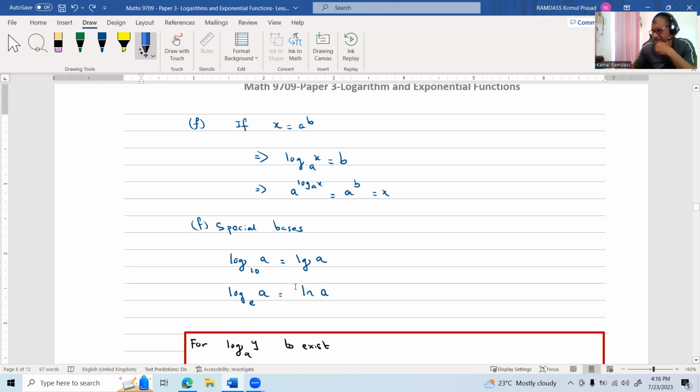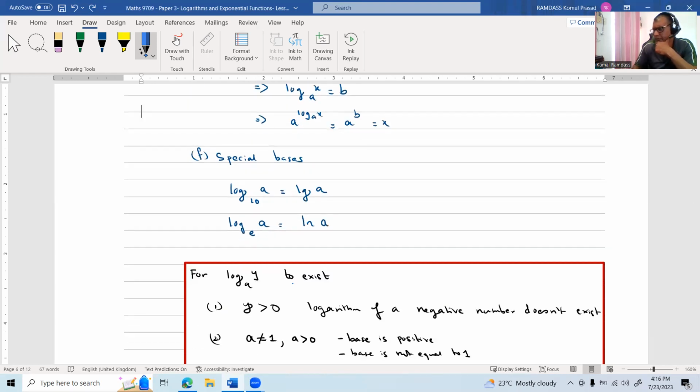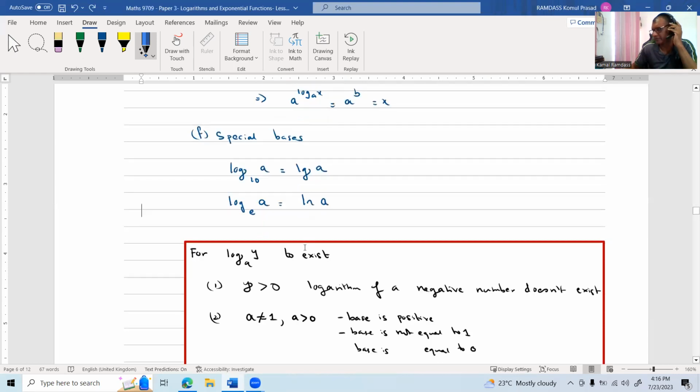Bon, nous avons special bases. When base is equal to 10, on peut dire logarithm to base 10, ou bien lg, et parfois on peut appeler log directement. OK? Et mon préféré appelle lg a, logarithm to base 10. Et quand logarithm to base e, Napier's constant ou bien Euler's number, pardon, on écrit ln a. OK? Natural logarithm, or the natural logarithm.